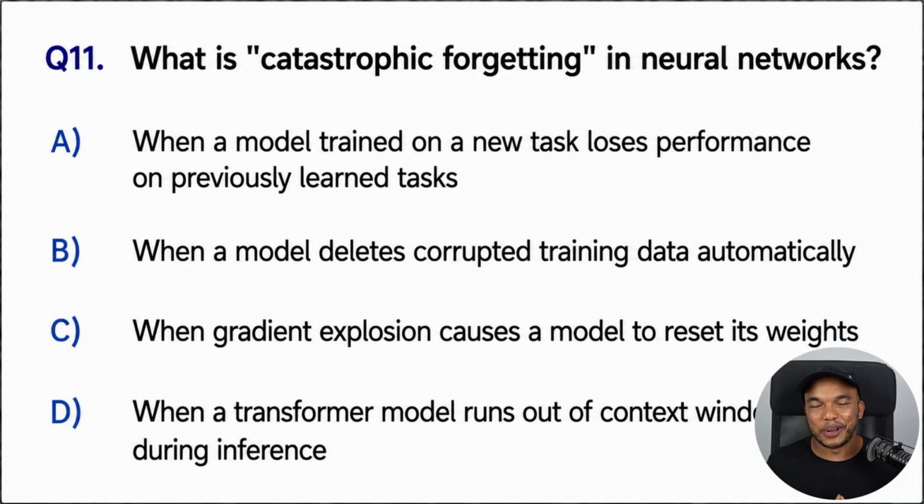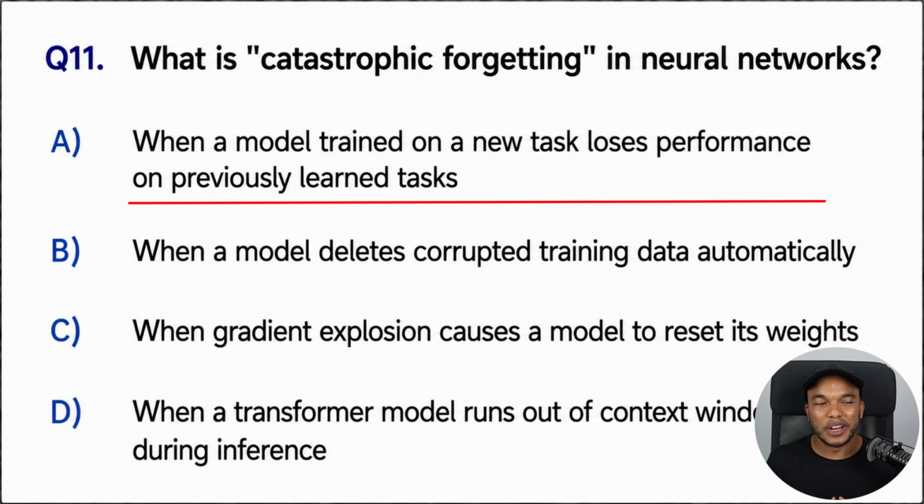And the answer here is going to be A, when a model trained on a new task loses performance on previously learned tasks. Now, the natural question here would be, why does this even actually happen? Well, that's because neural networks, when they're learning, will store their knowledge in their weights. Now, when you try to retrain them on a new kind of task, those weights might end up being overwritten, and there is no mechanism to ensure that the old knowledge is actually stored and kept safe in some other location. So that's exactly why sometimes you do have this issue of catastrophic forgetting.